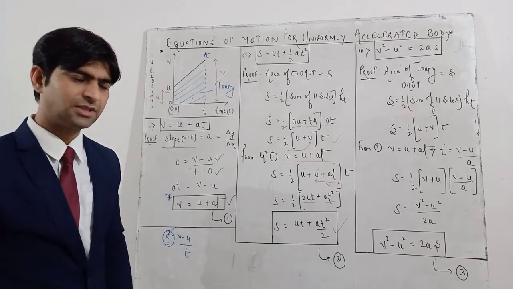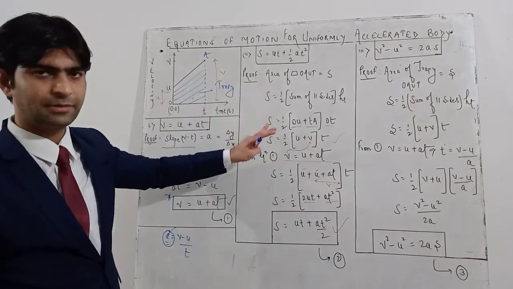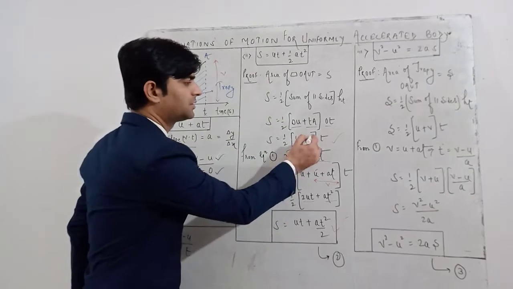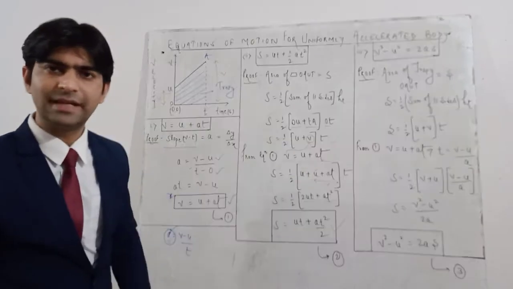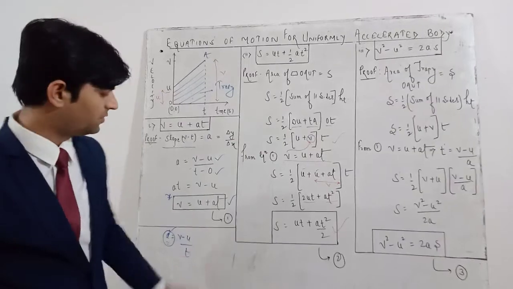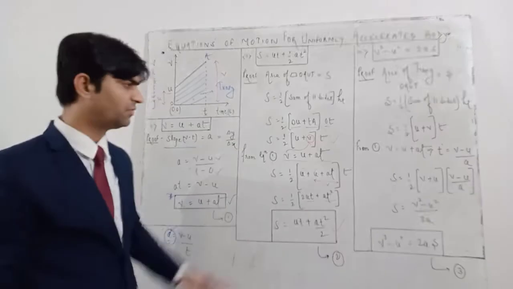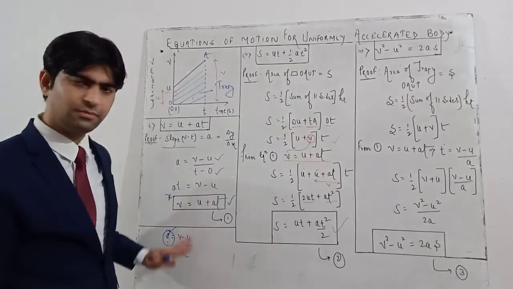Now what modification did we do? We just calculated the area of trapezium and we have replaced this V from the first equation.